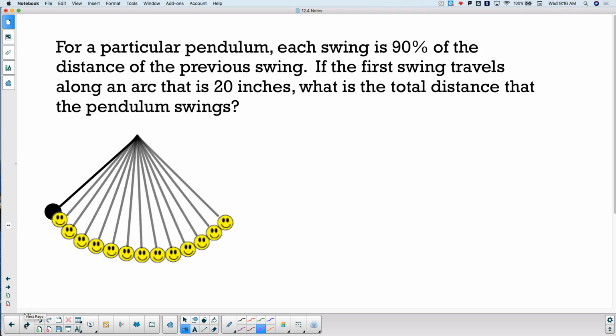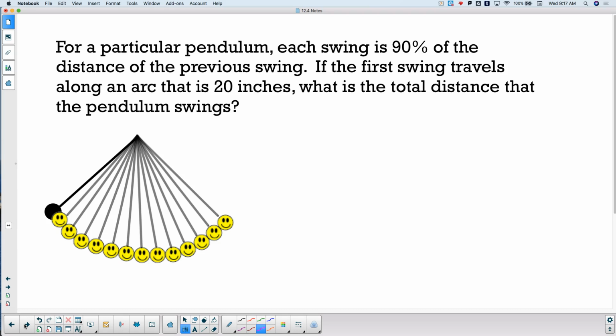Applications today of infinite geometric sums. If we take a pendulum and I swing it back and forth, it goes in a certain distance, and then it comes back and goes a certain distance. And it's going to keep going like that forever and ever, until it eventually will stop.